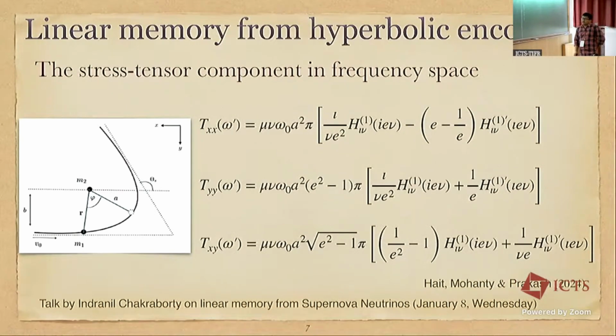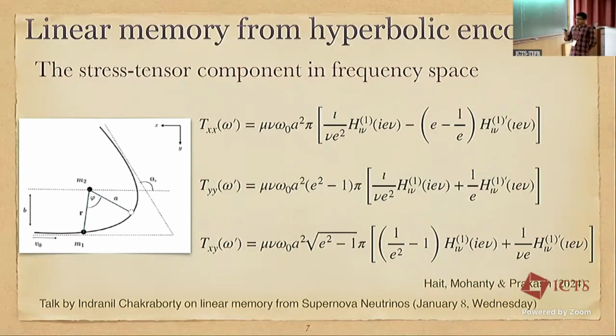So basically in the hyperbolic encounter we consider a black hole of mass m1 in a hyperbolic orbit. This is orbiting around a larger black hole of mass m2. Now in this setup, if we calculate the stress tensor components in the frequency space, they are basically functions of Hankel functions and their first derivatives.